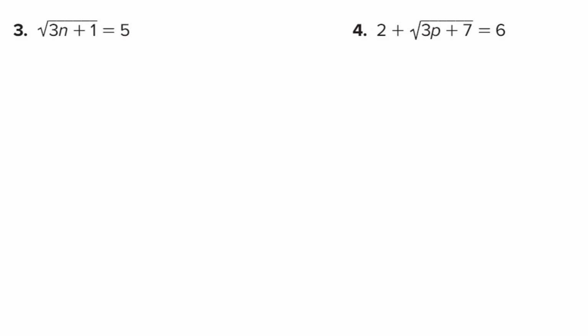Okay, let's solve this question. Question 3. Again, you see a square root here, the radical sign. So in step 1, I'm going to take the square of both sides. When I do that, 3n plus 1 comes here, the radical goes, and here the square of 5 is 25.